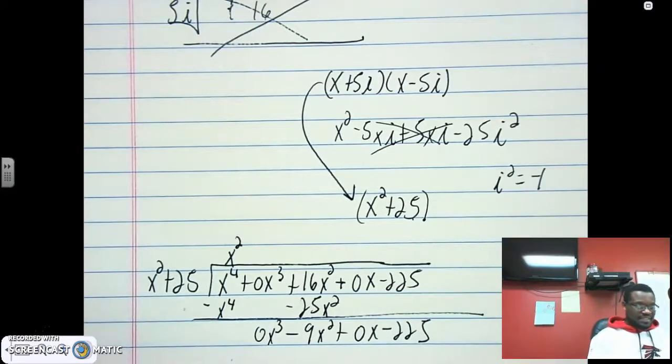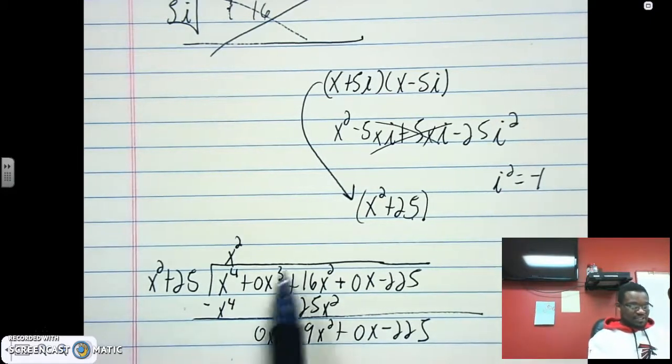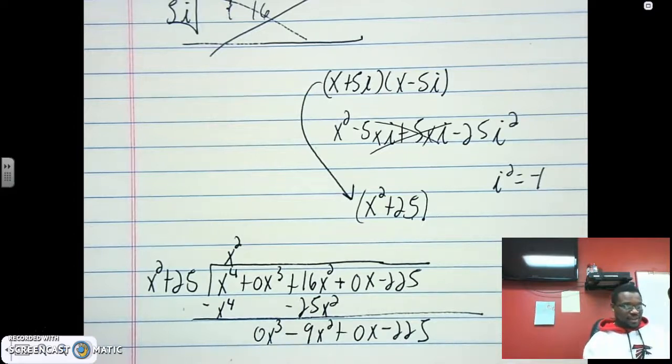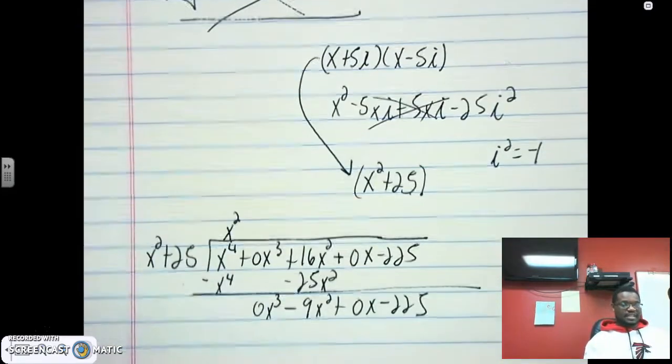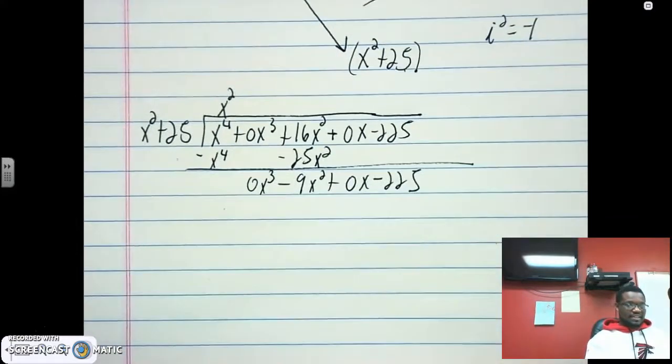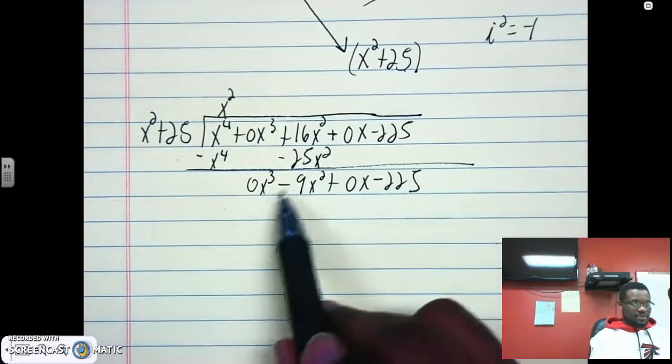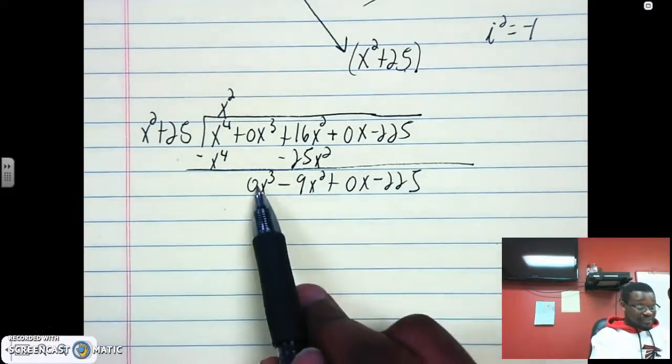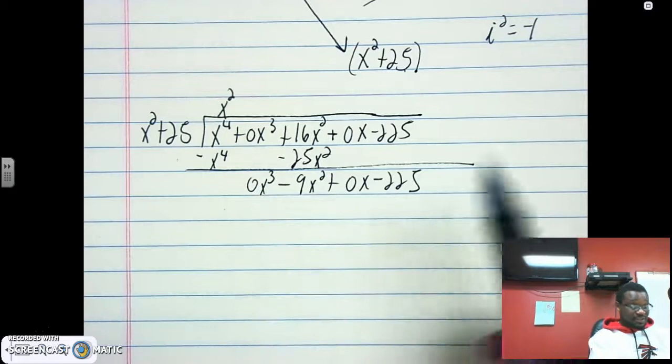Since I don't need to have an x cubed factor there, it's okay. I don't have to do 0x cubed up there. It's kind of like adding 0 to both sides of an equation. It's not necessary. So I'm going to skip right over it, because it's not necessary. Hopefully y'all understood what I just said. If not, talk to me in class.